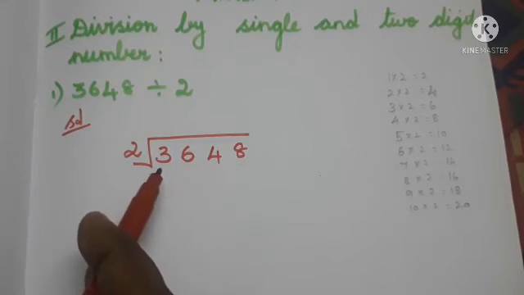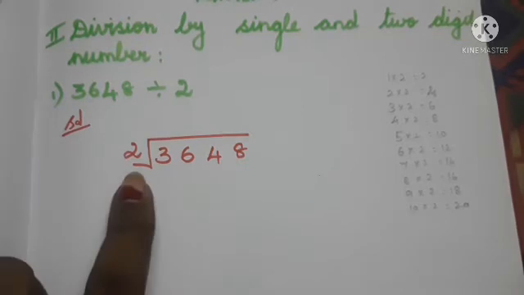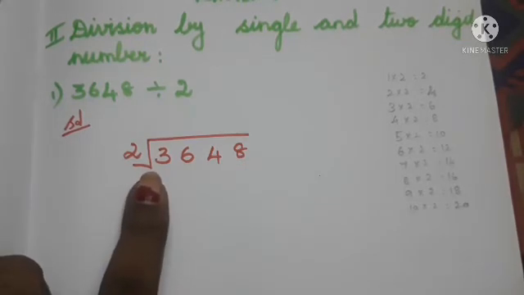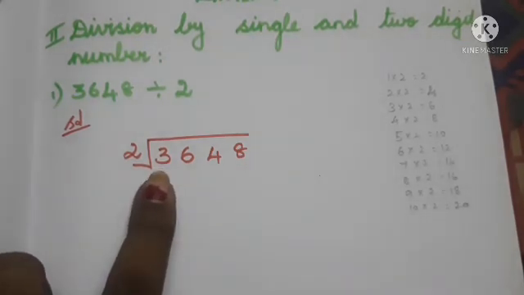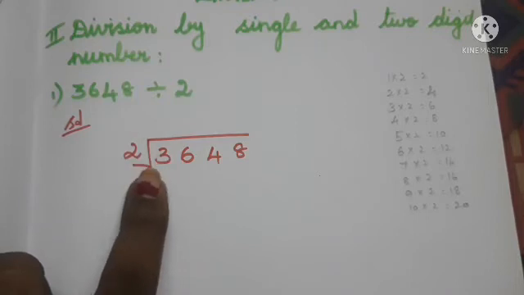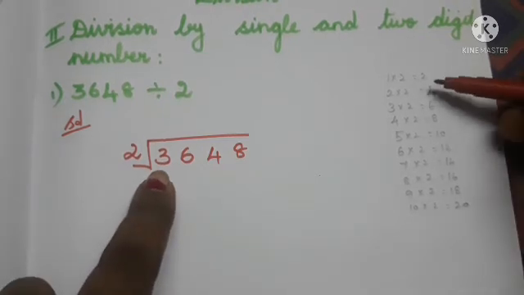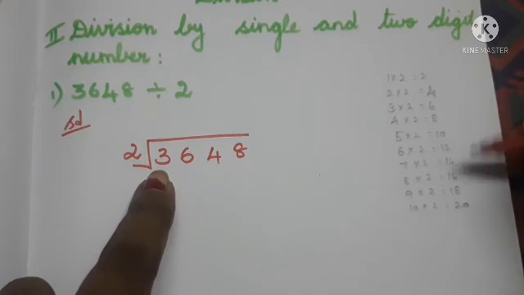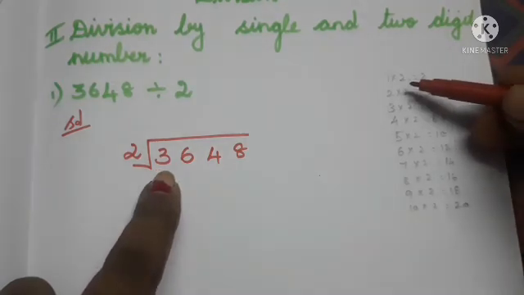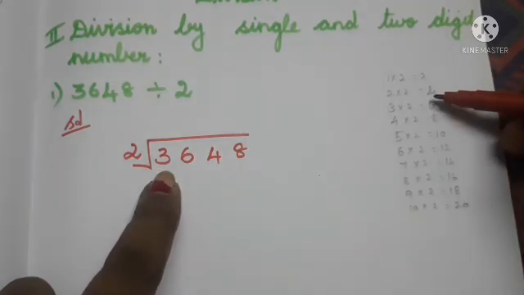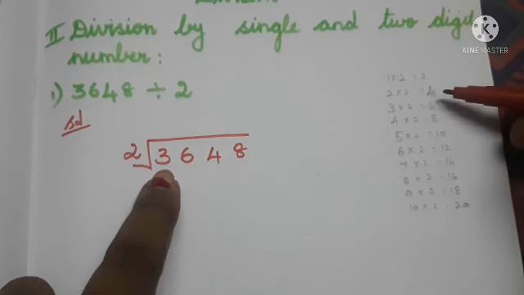So we have 3. We have to say the 2 table and check whether 3 is in the 2 table or not. If you have it, you can do it; otherwise you have to take the lesser number. Look at the products of this 2 table. 1 2 is 2. 2 2s are 4. We need 3, but here we have 4.